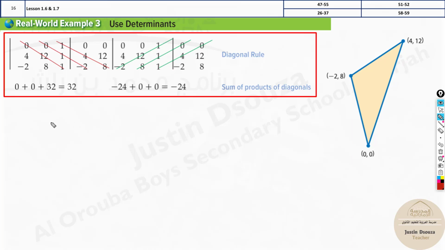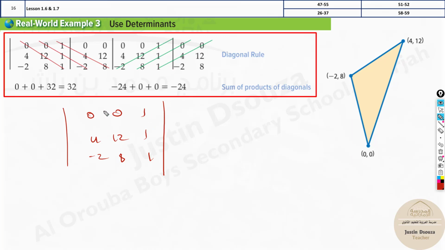So you need to write the determinant. So what was the determinant? Oh, yeah, it's 0, 0, 1. Then we have 4, 12, 1, and minus 2, 8, 1. So this is the determinant, right? You can't do it in just 3. You need to add 2.